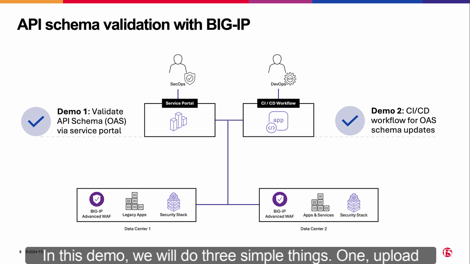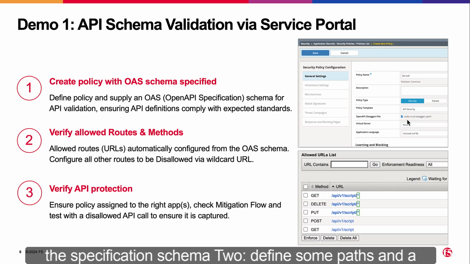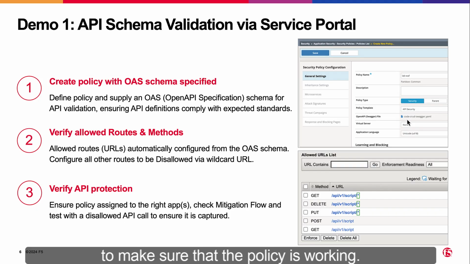In this demo, we will do three simple things. One, upload the specification schema. Two, define some paths and a wildcard URL in our configuration. And finally, we will check to make sure that the policy is working.